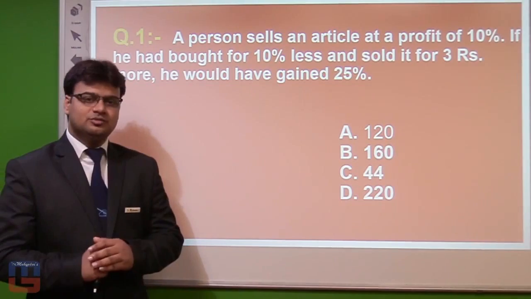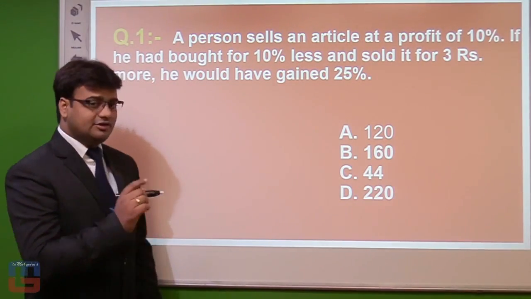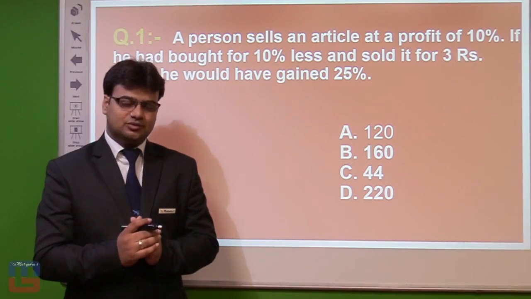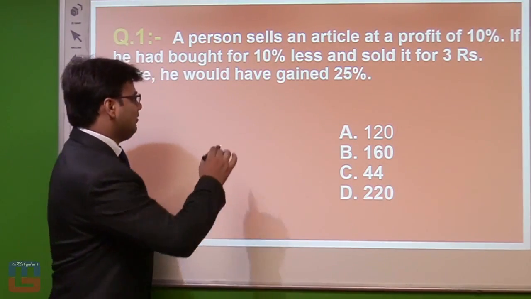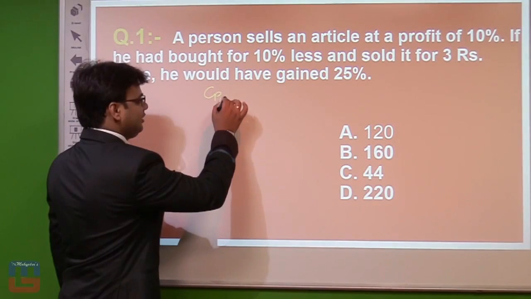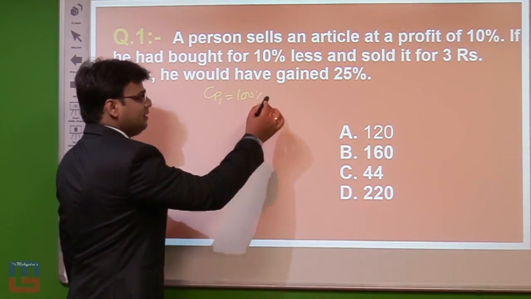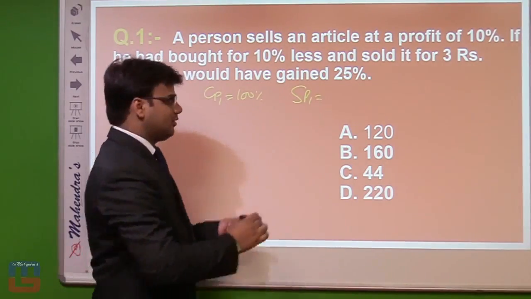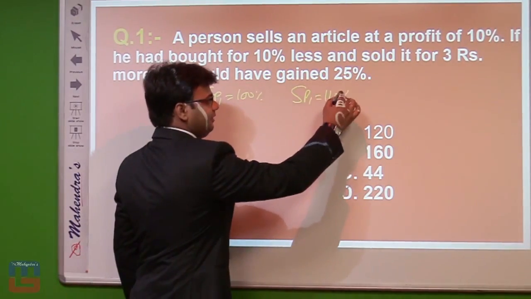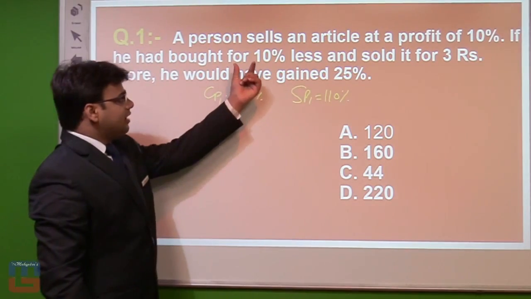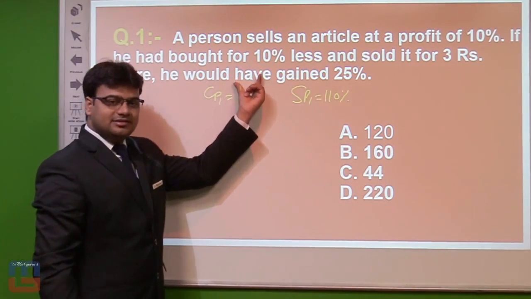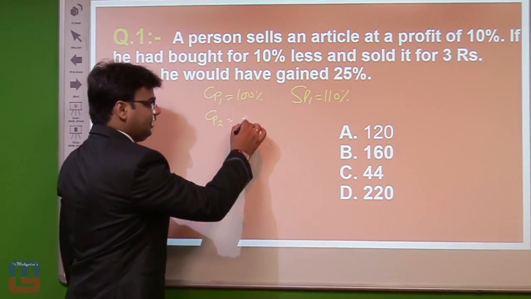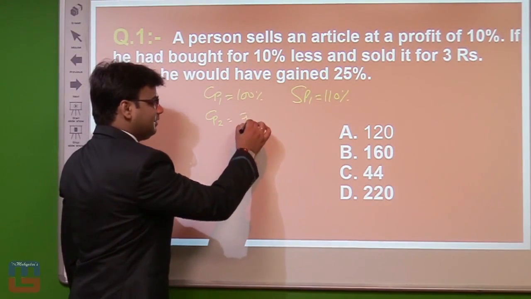That type of question we can solve in a traditional way. In the traditional way we assume cost price X, and selling price something else, but it's a time-taking process. So we always assume the cost price as 100%. Initial cost price is 100% and initial selling price is 110%, because he had a 10% profit. If he had bought 10% less, that means the cost price in condition 2 is 90%.